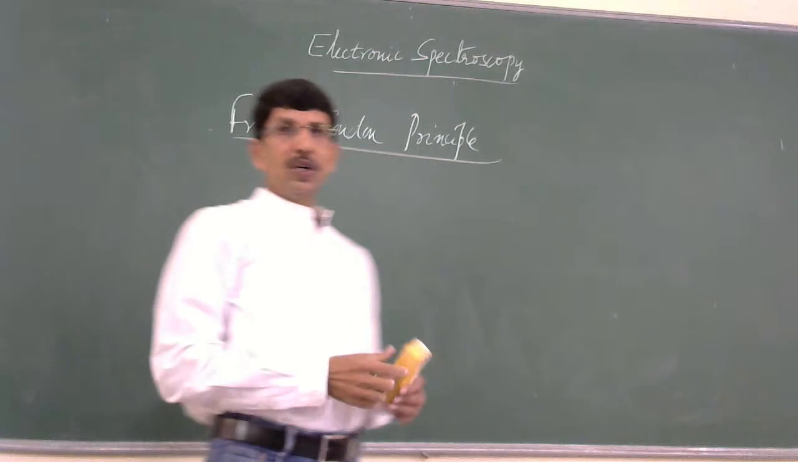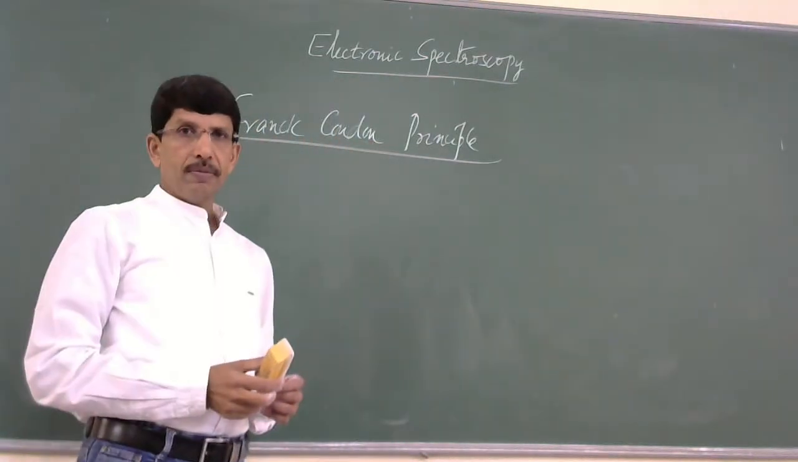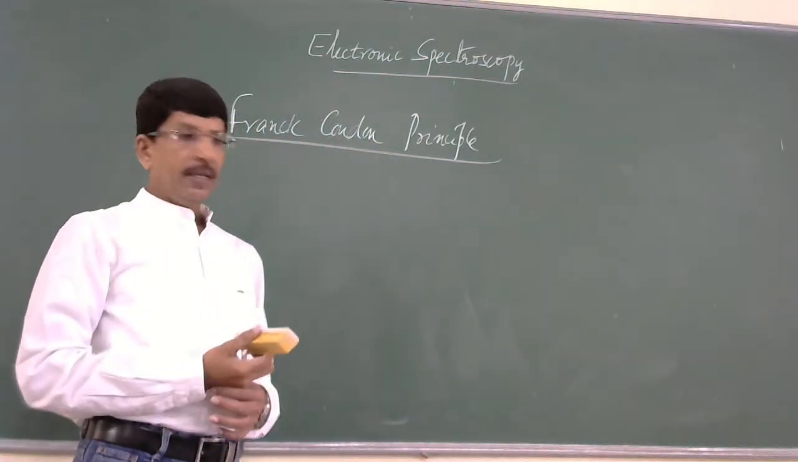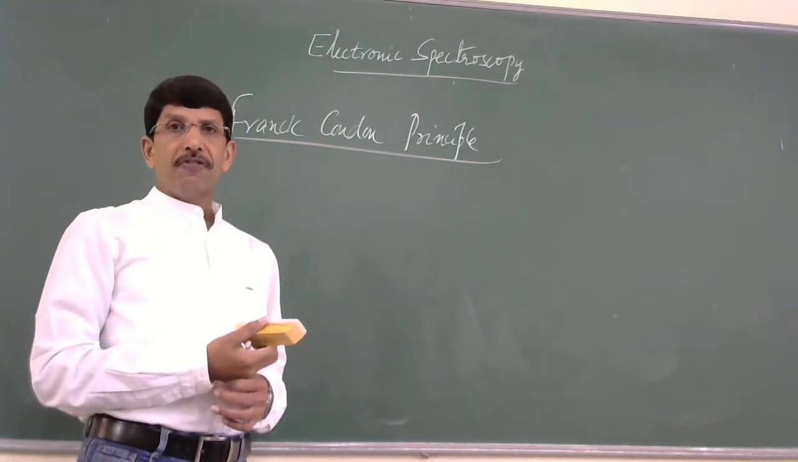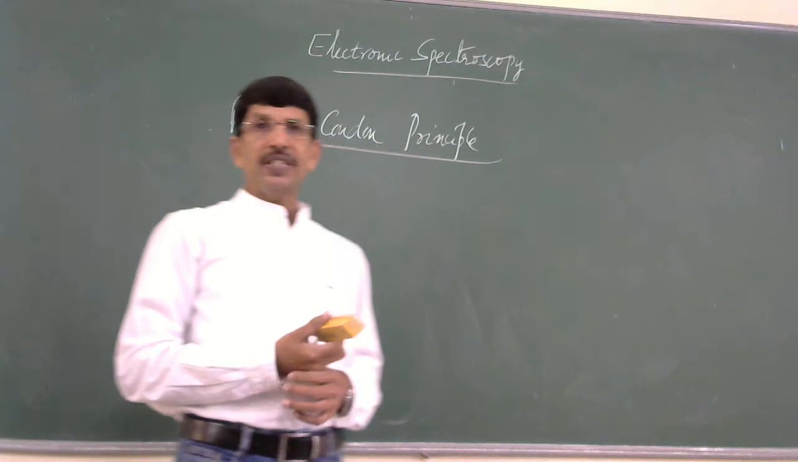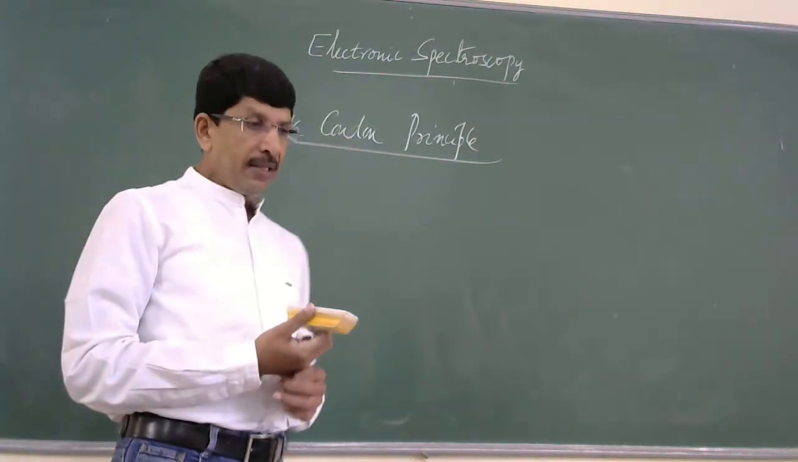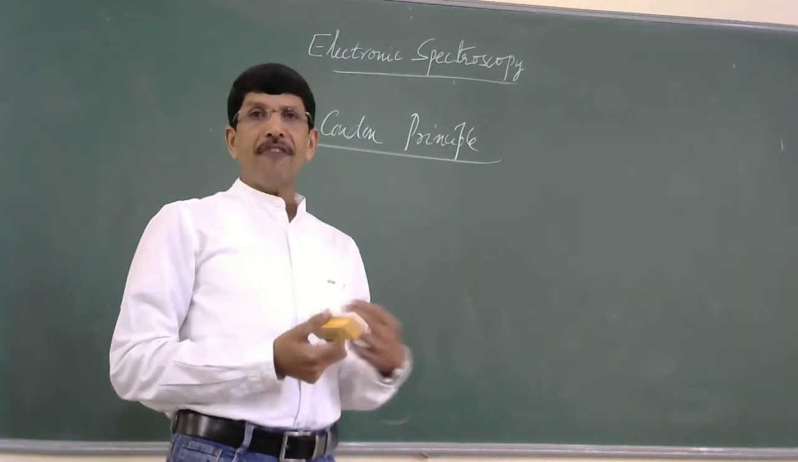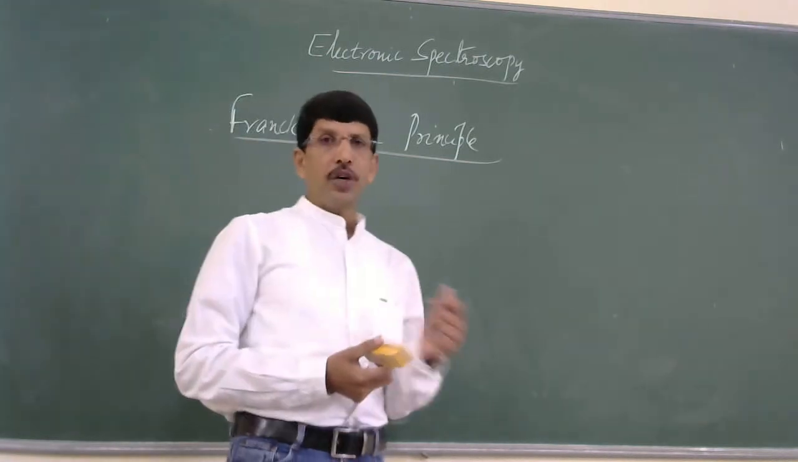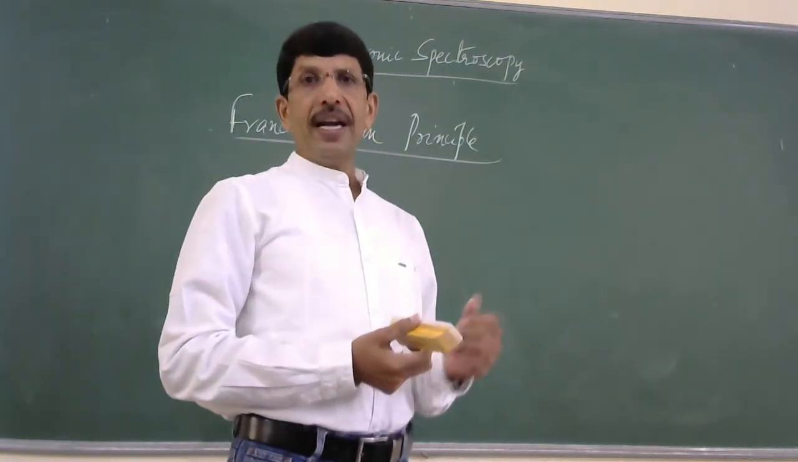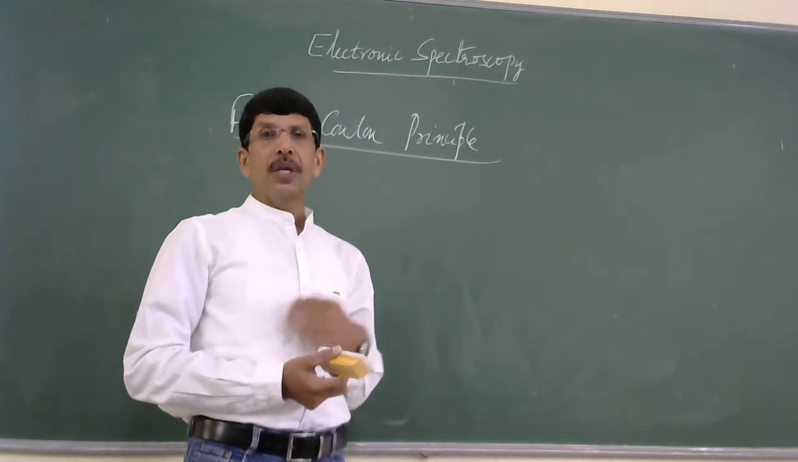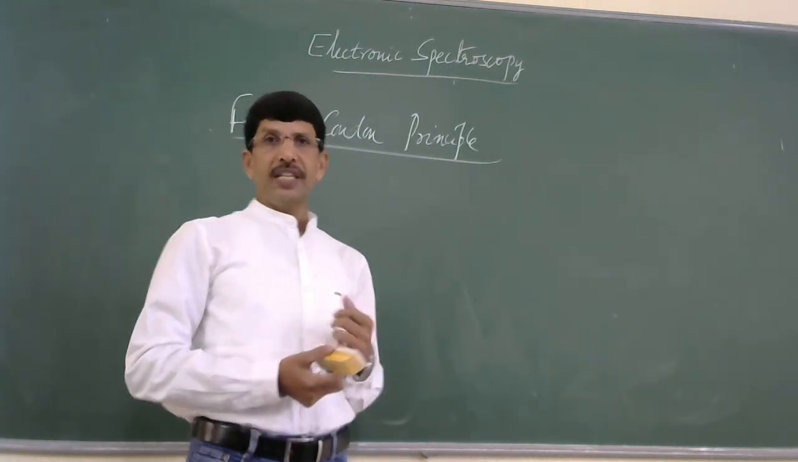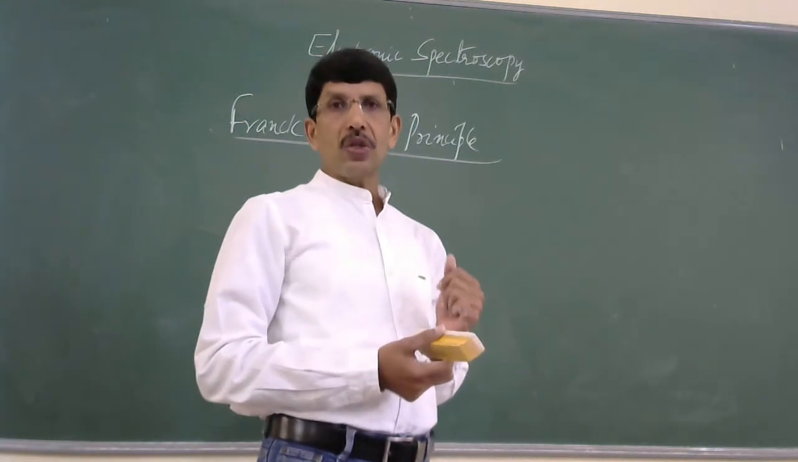So before going on to Franck Condon principle and its statement, let me try to explain how these electrons take a transition. Because the molecules have translation motion, rotation motion, vibration motion and electronic motion. So during this electronic motion, there will be translation as well as rotation as well as vibrational motions also.